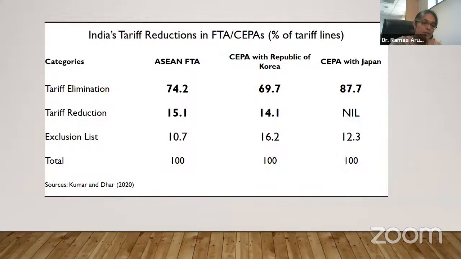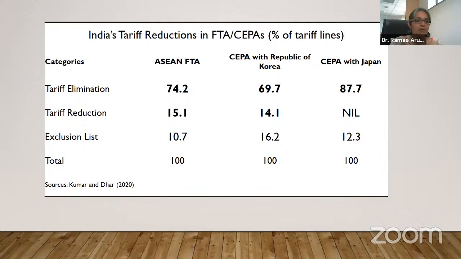In terms of the free trade agreements, I'll just take one example, the ASEAN FTA. If one can see from the data, the tariff elimination was around 74% under the ASEAN India FTA. So India completely eliminated the tariffs for 74% of the total commodities or products. And tariff reduction was happening in 15%, and the exclusion list was 10%. So no tariff reduction was there for 10% or almost 11% of the total commodities. So this was the extent of liberalization happening under the FTAs.